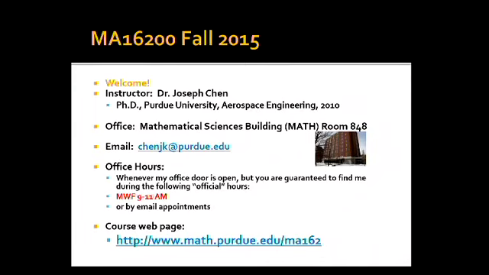My office is in Math Building, just across the street, across the walkway over that way, room 848. Take the elevator up and turn right. I'm just right around the corner. My email is chenjk@purdue.edu.